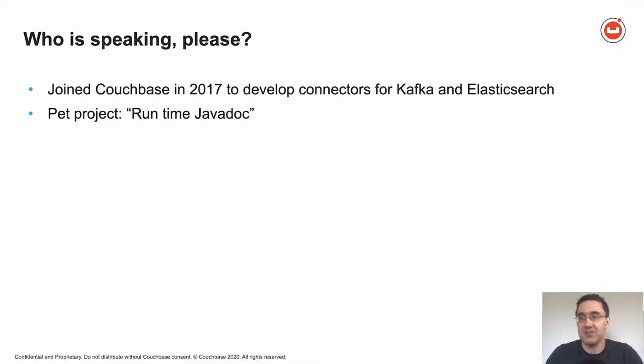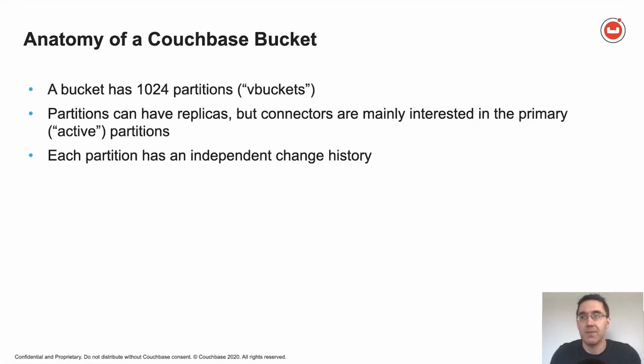All right, so let's get started with a refresher on how Couchbase stores and replicates your data. A Couchbase bucket is partitioned and replicated. Each bucket has 1024 partitions, and a document's key determines which partition it gets stored in. The partitions are distributed among the nodes of the Couchbase Server cluster, and each node is responsible for a different set of the partitions. These partitions are independent of one another. Each partition has its own history of the document changes within that partition. The connectors tap into these change histories and propagate the document changes to an external system.